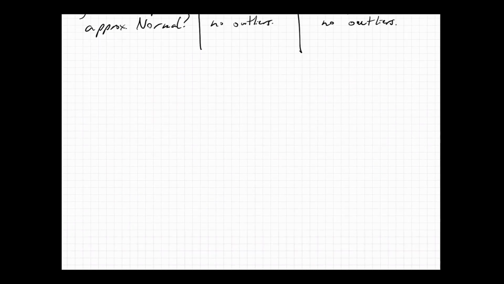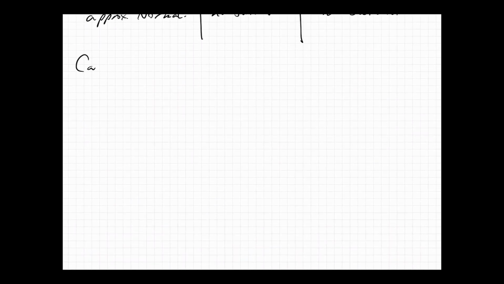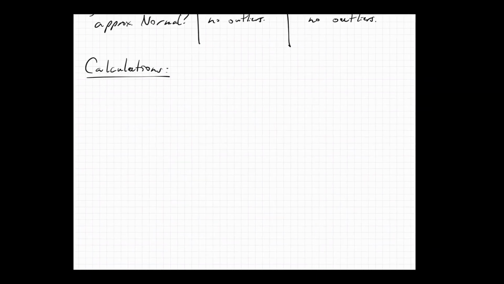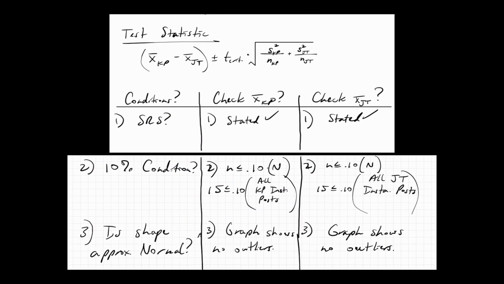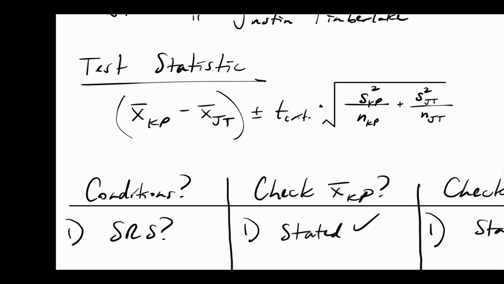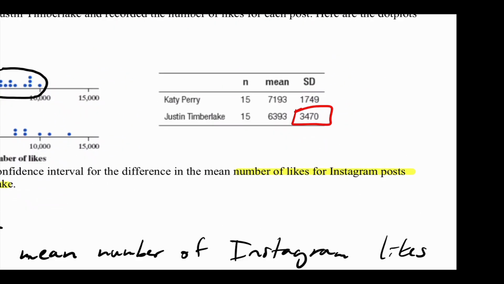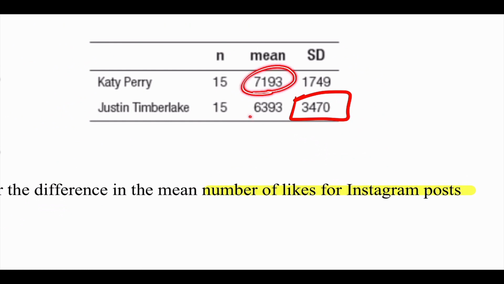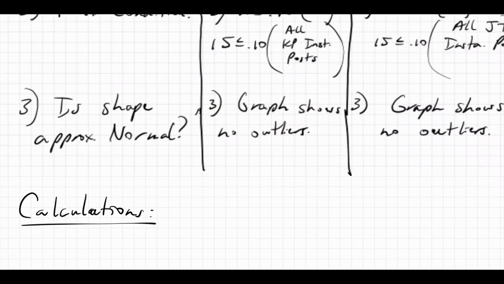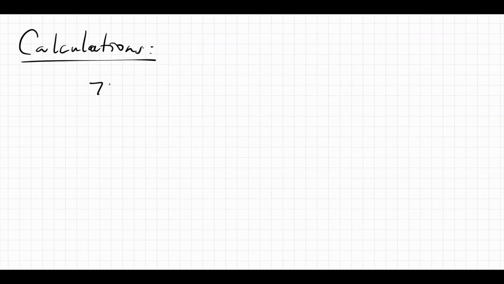Okay, calculations now. So first thing we're going to do is subtract the means. First thing we said we were going to do is subtract KP minus JT. So we're going to go to the top and subtract this guy minus this guy right here. 7193 and 6393. Plus or minus T critical.